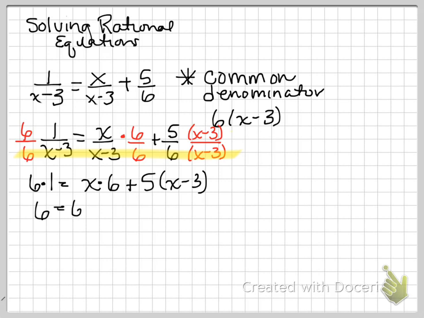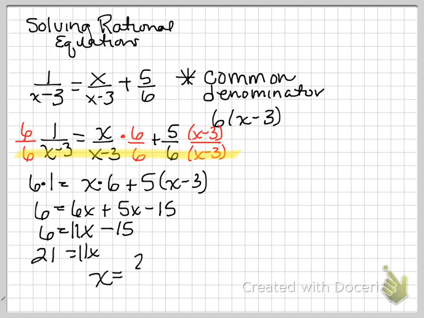6 equals 6x plus 5x minus 15. So 6 equals 11x minus 15. Move the 15 over and I get 21 equals 11x. So x equals 21 over 11. And that doesn't reduce.